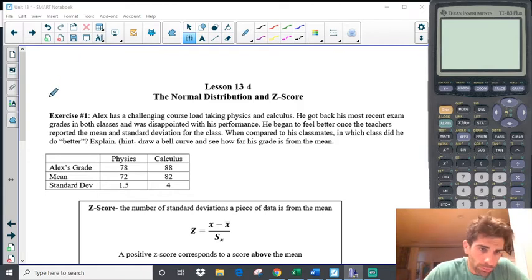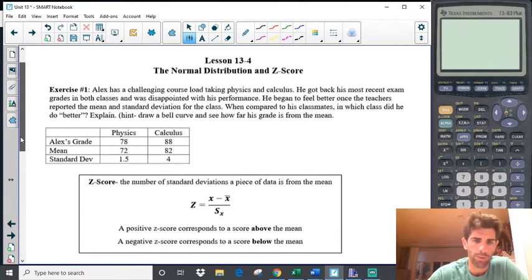Normal distribution and z-score. Let's do it. Exercise 1. Alex has a challenging course load taking physics and calculus. He got back his most recent exam grades in both classes and was disappointed with his performance. He began to feel better once the teacher reported the mean and standard deviation for the class. When compared to his classmates, in which class did he do better? Explain. Hint: draw a bell curve.